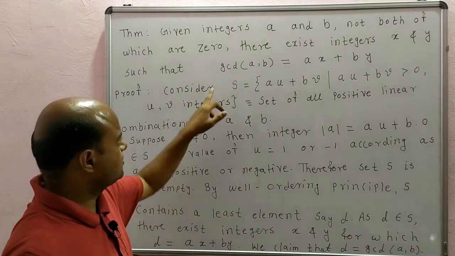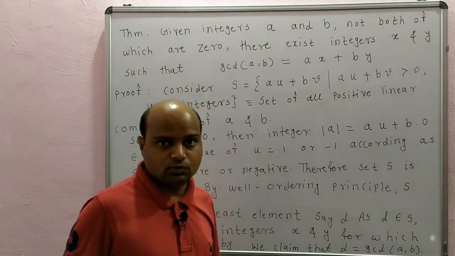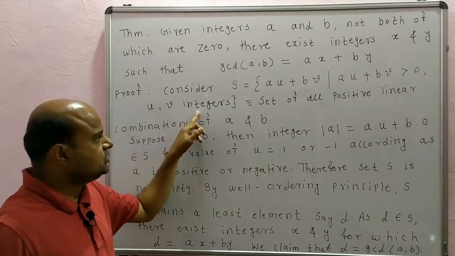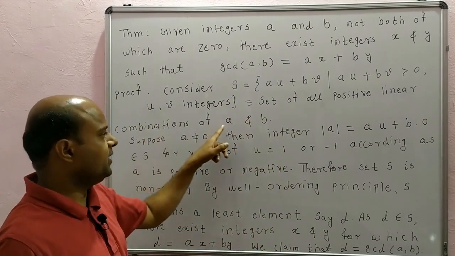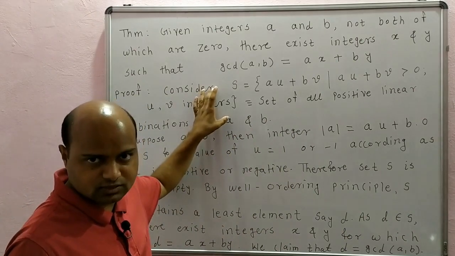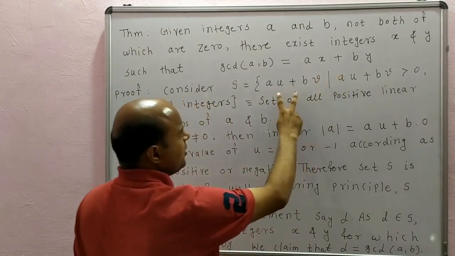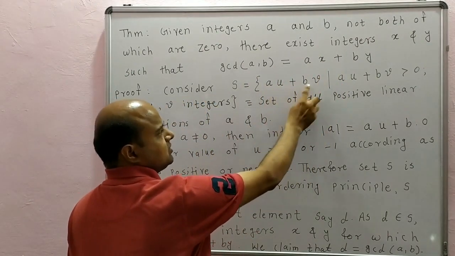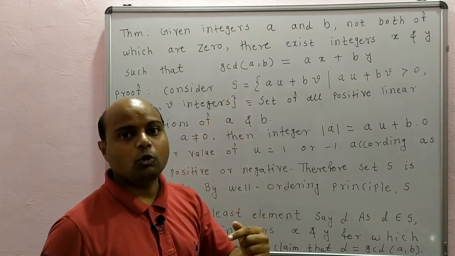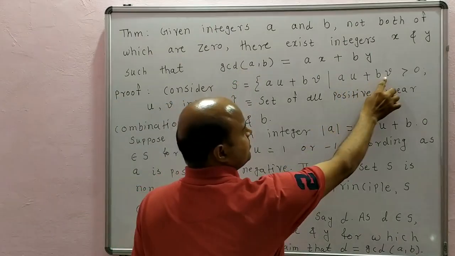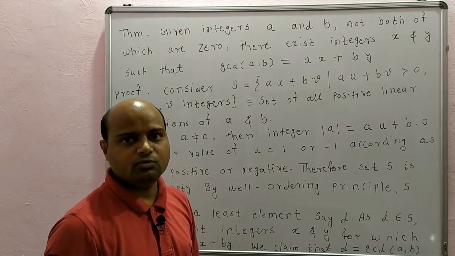So consider a set S of all au plus bv such that au plus bv is strictly greater than 0, where u and v are integers. What is the meaning of this set S? Set of all positive linear combinations of a and b. Why have we taken this set S? We have to show that GCD of a and b is equal to a linear combination of a and b. So here we have taken the linear combination of a and b, au plus bv, such that u and v are integers. Again, we have already learned GCD is always positive. Therefore, we have taken au plus bv greater than 0. Therefore, S is the set of all positive linear combinations of a and b.